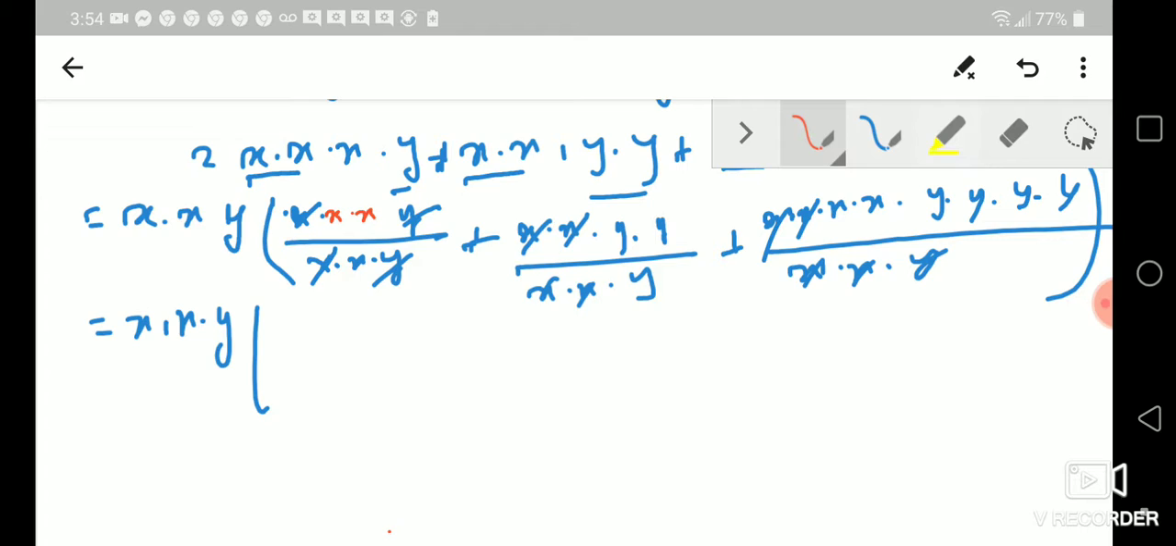So we have x, and then we cancel this x, so we are left with one x. Now we look into the y, so we cancel out this y, we cancel one y, and then we have 4 y's, we cancel one y from here. So what are we left with?